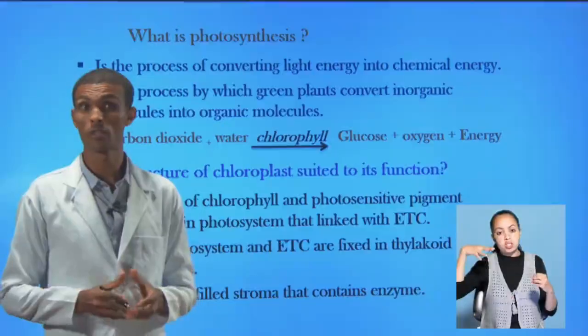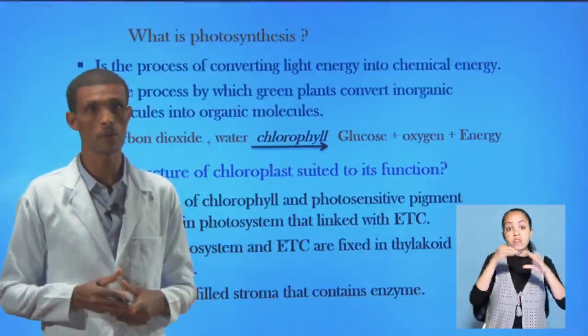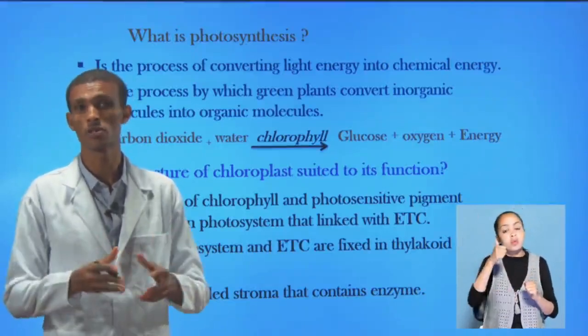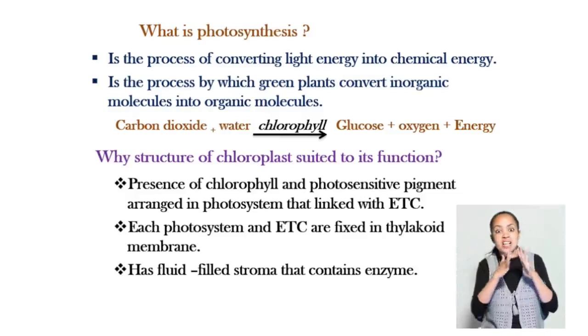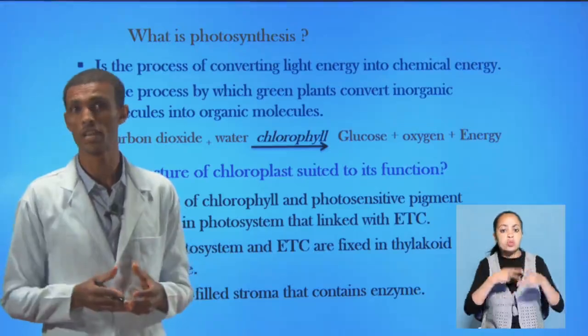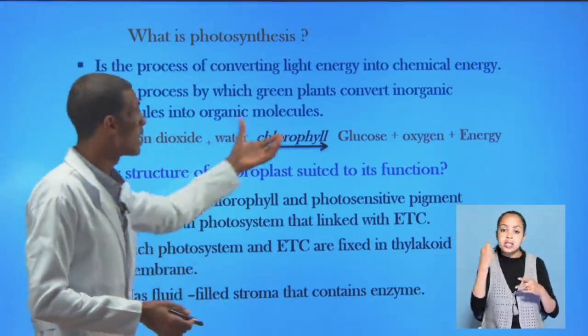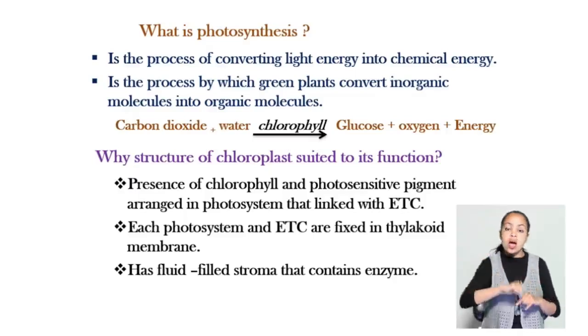Photosynthesis is the most important process involved in energy transformation. It is one important process that nourishes the ecosystem. It is the process by which green plants convert light energy into chemical energy. A process of energy transduction takes place. It is a process by which green plants convert inorganic molecules into organic molecules, including carbohydrate.